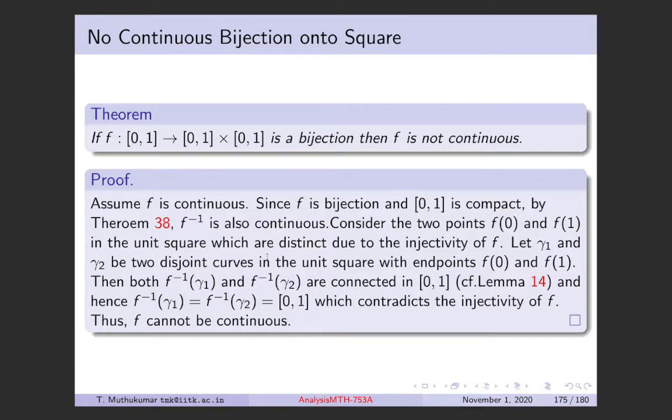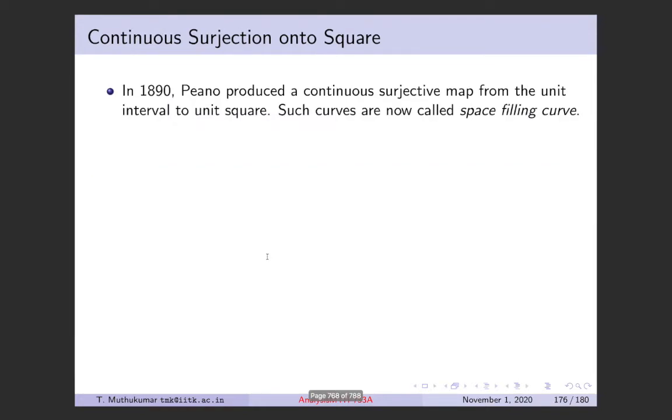So this is fine. This was also the case which we have seen earlier, right? We couldn't have a continuous bijection even from an interval to an open interval, closed interval and so on. So now the next natural question was, okay, we don't have a continuous bijection. Can we have a continuous surjection onto the square? This was shown by Peano, and this is the space filling curve.